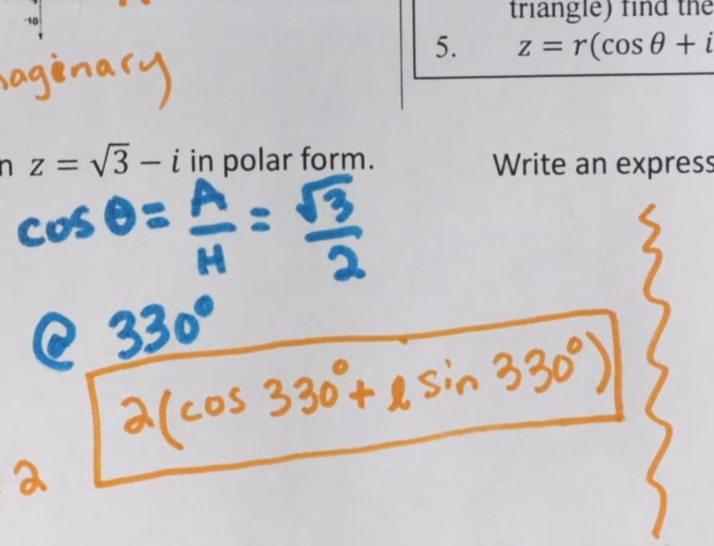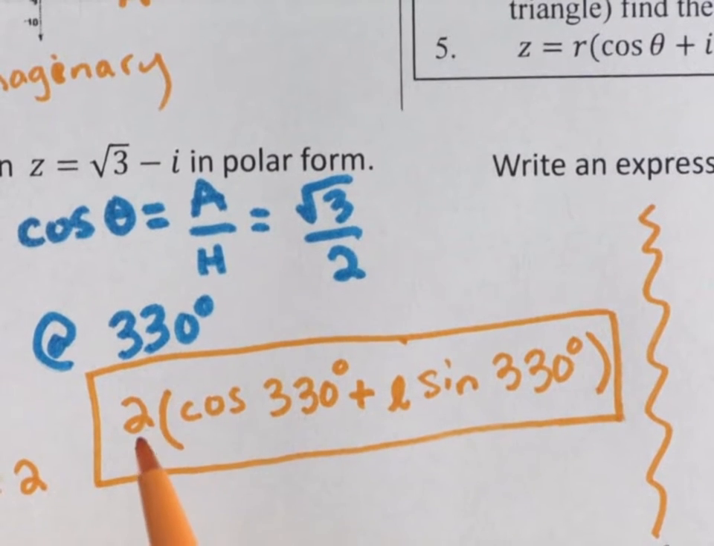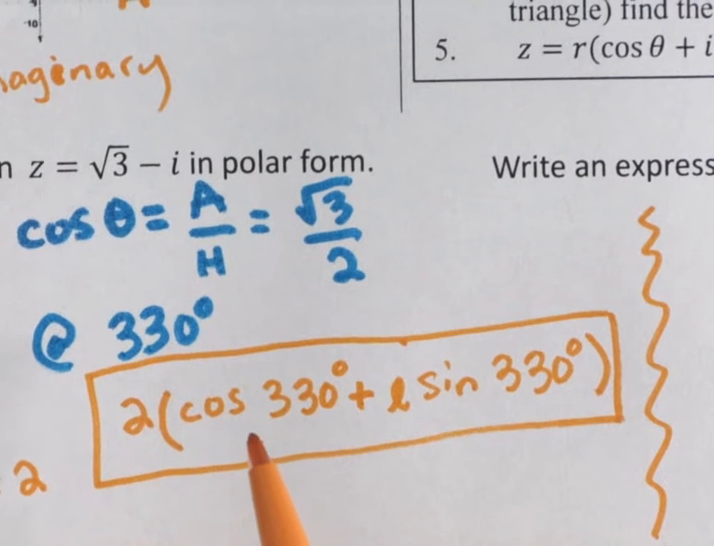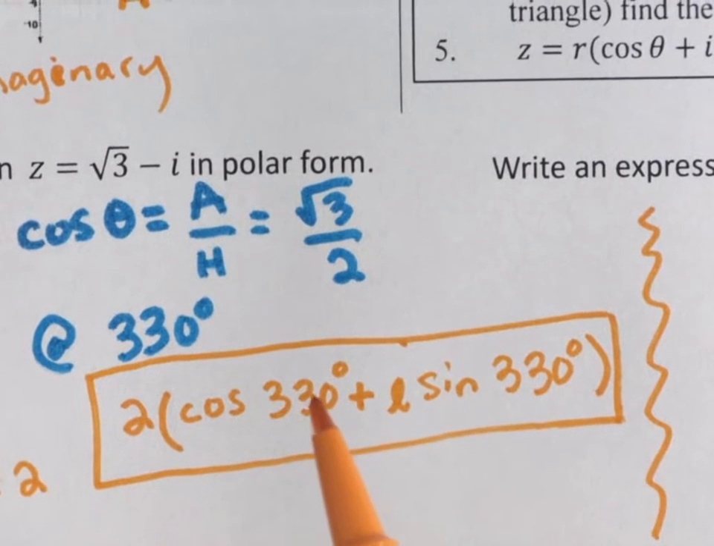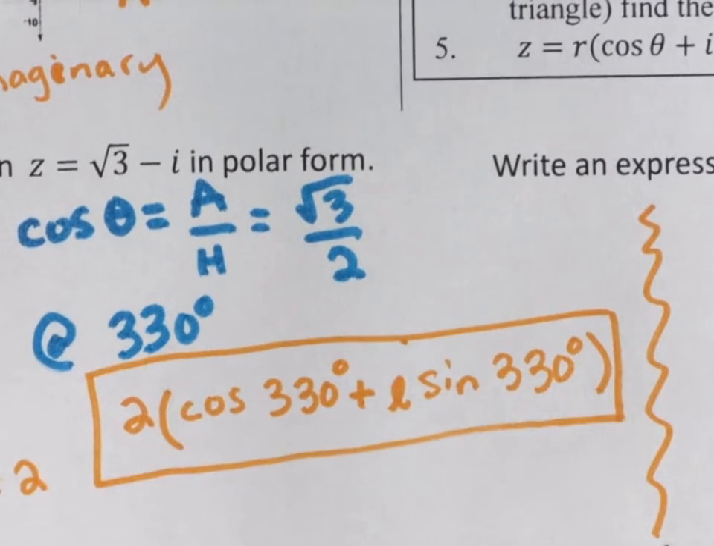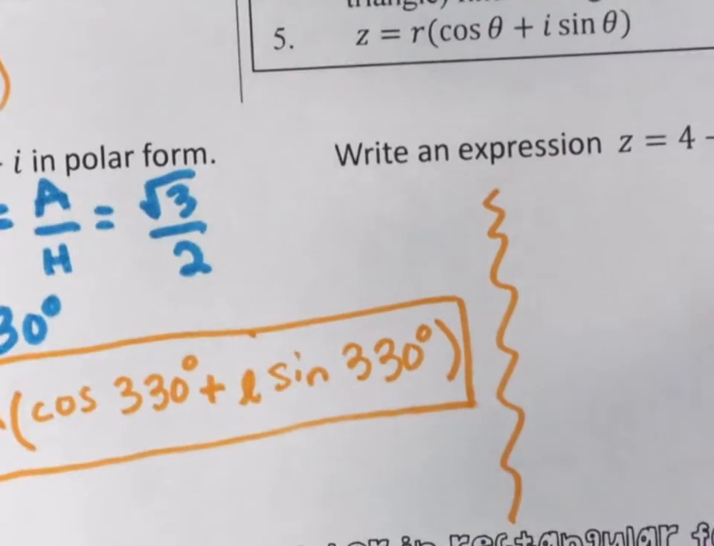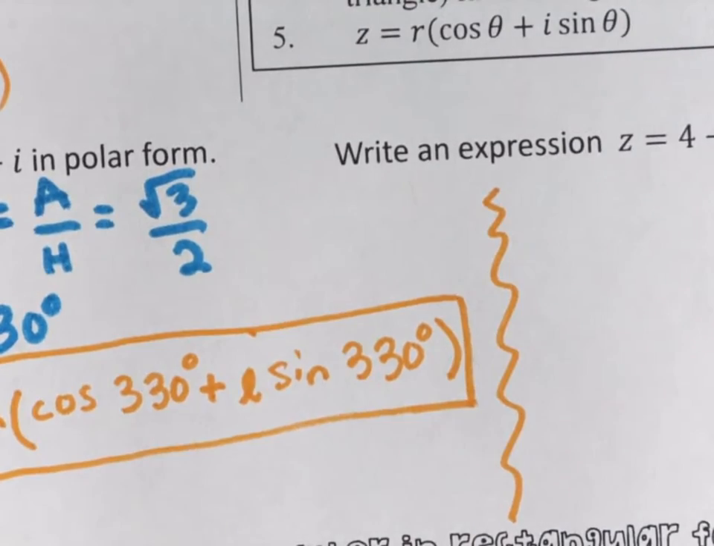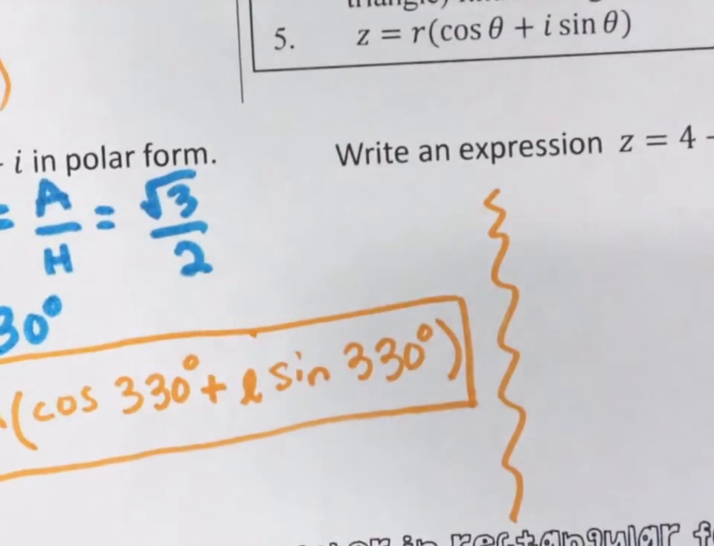So the only difference before was you could just say 2, 330, and it was understood that cosine and sine would be at 330. But now since we got this imaginary unit, we just got to separate it because it's not given. All right? And after we do this a few times, I'll show you the shortcut way to write it too. All right, let's do another one.